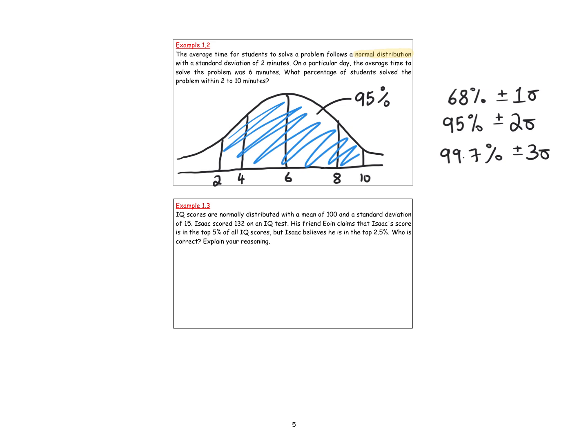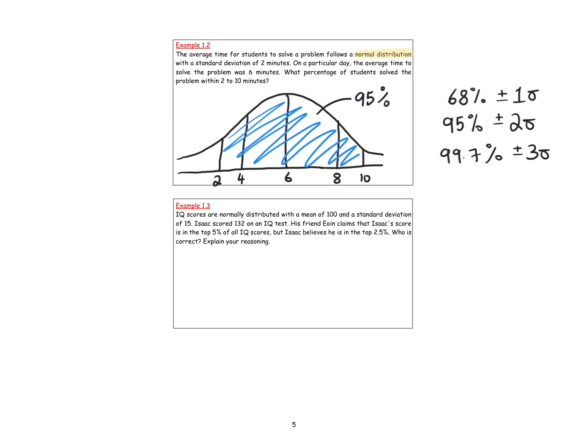In example 1.3, it says IQ scores are normally distributed with a mean of 100 and a standard deviation of 15. Isaac scored 132 on an IQ test. His friend Owen claims that Isaac's score is in the top 5% of all IQ scores, but Isaac believes that he is in the top 2.5%. Who is correct? Explain your reasoning.